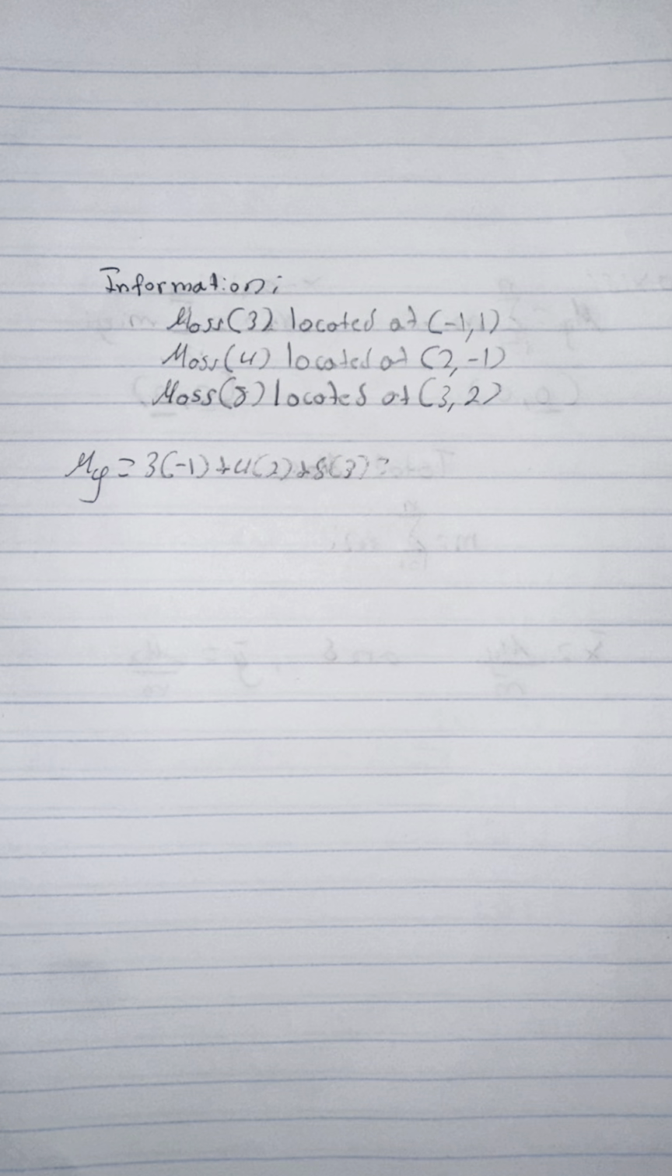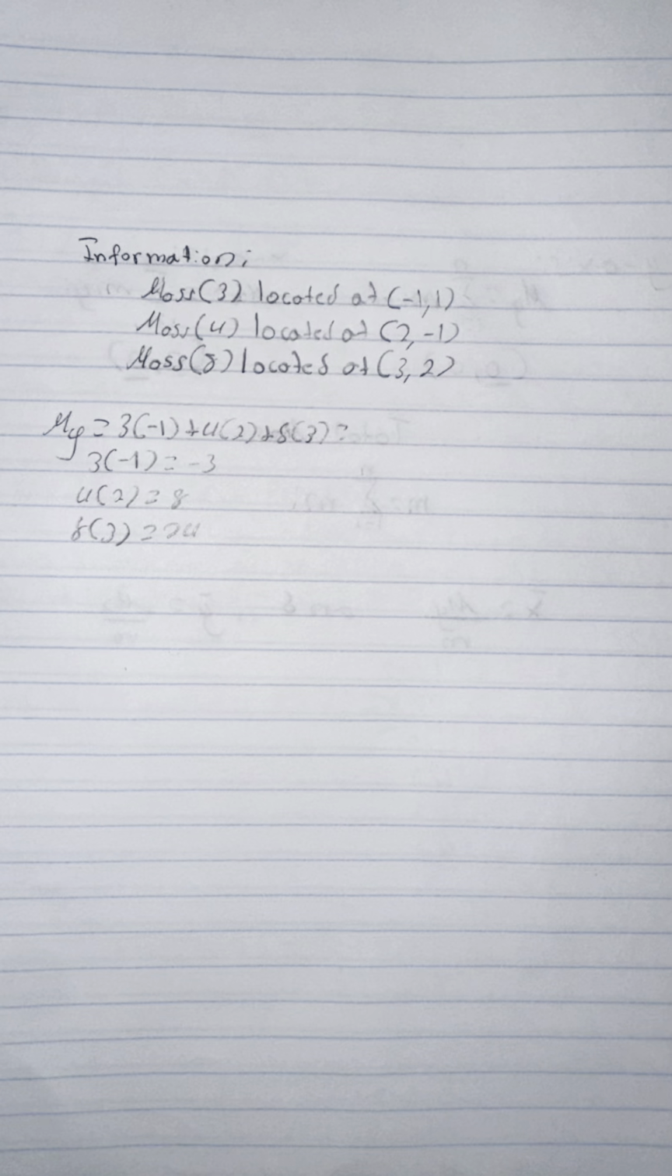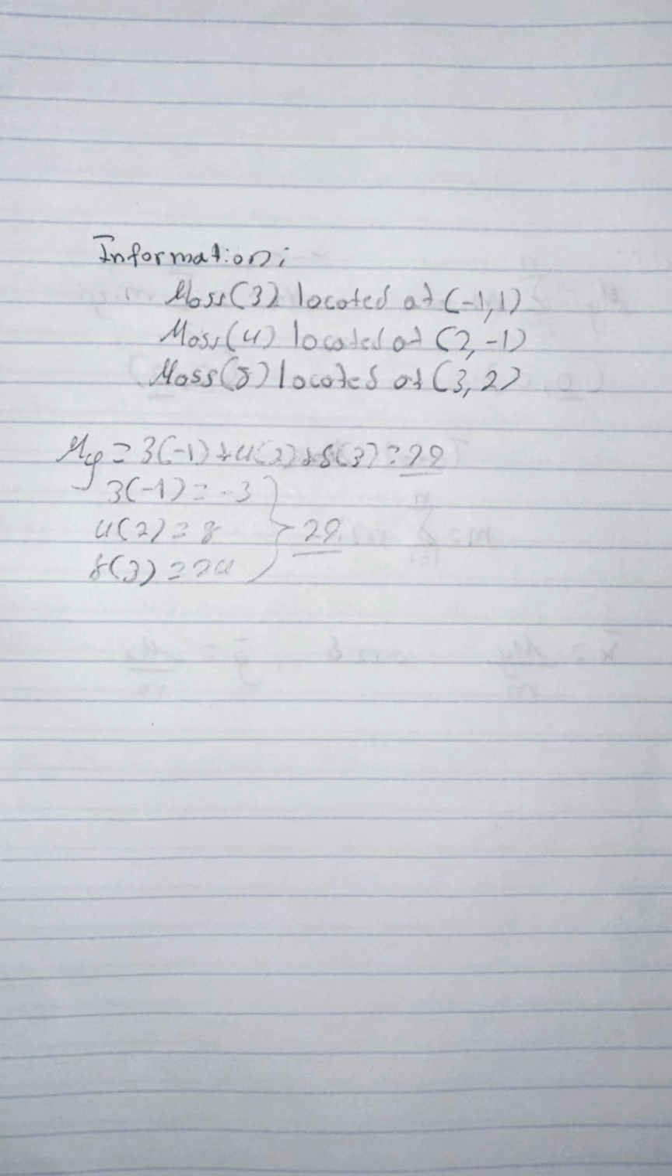A mass of 3 located at the point (-1, 1) will be written as 3 times -1. A mass of 4 located at (2, -1) will be written as 4 times 2. And a mass of 8 located at (3, 2) will be written as 8 times 3. Now we can multiply each term. 3 times -1 equals -3, 4 times 2 equals 8, and 8 times 3 equals 24. Now, when we add them all up together, we get 29. Therefore, the moment about the y-axis is 29.